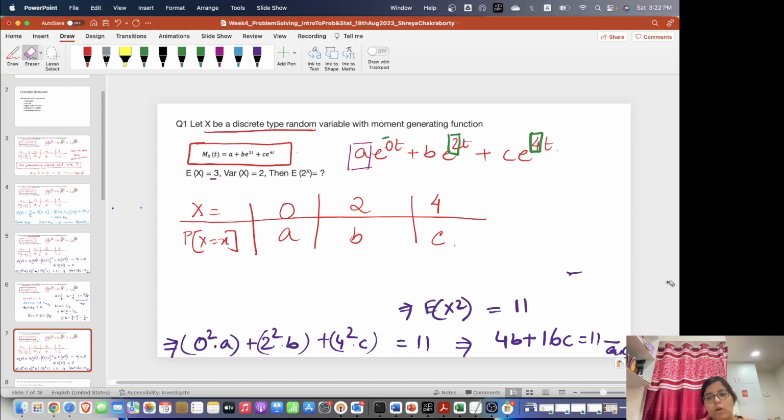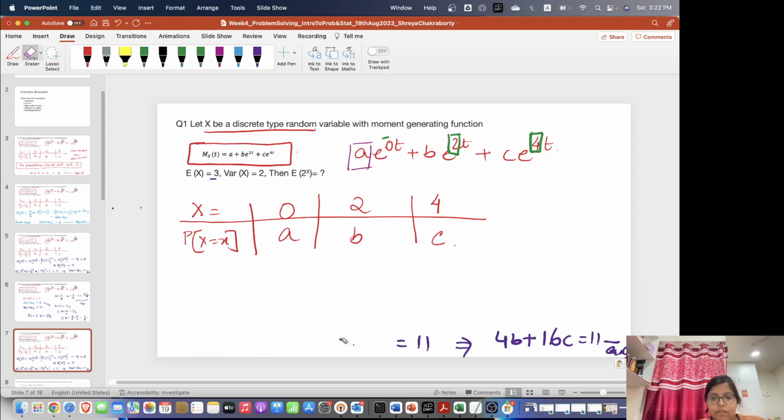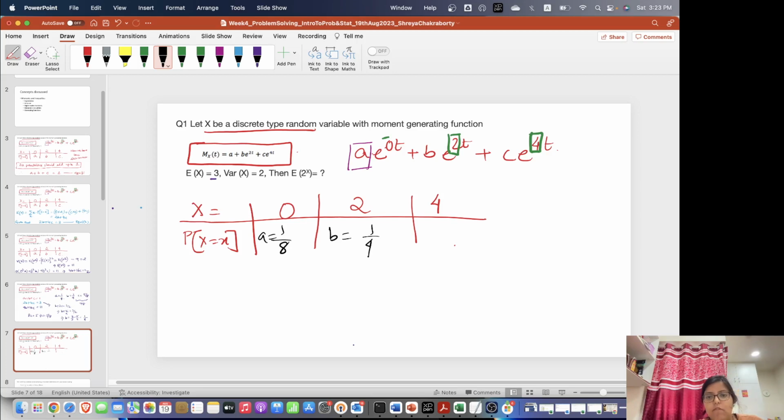So then what will be the expectation of 2 to the power x? Can you calculate? So we know the values of A, B and C. A is 1/8. B is how much? 1/4. And C is 5/8.